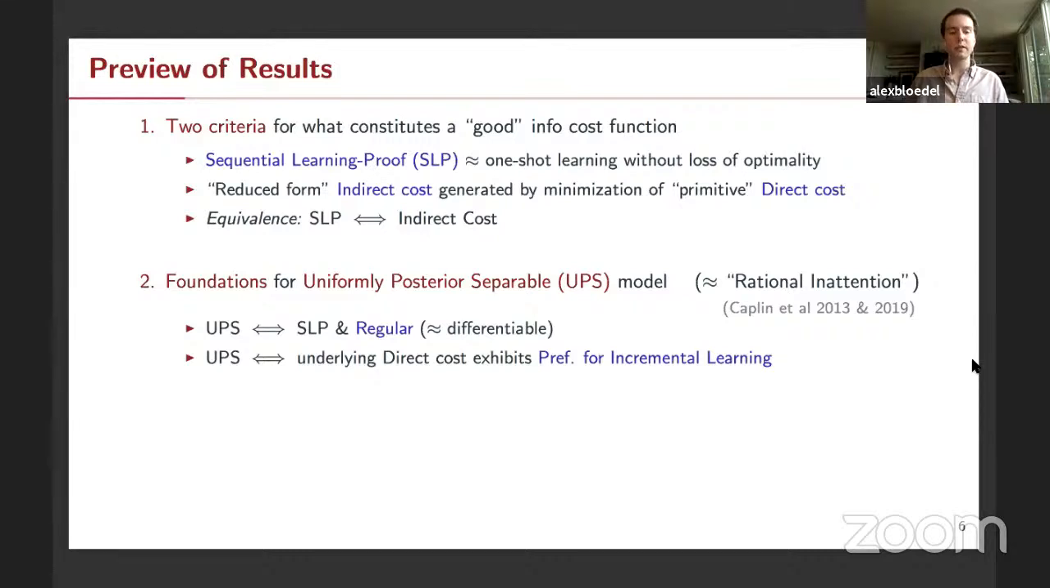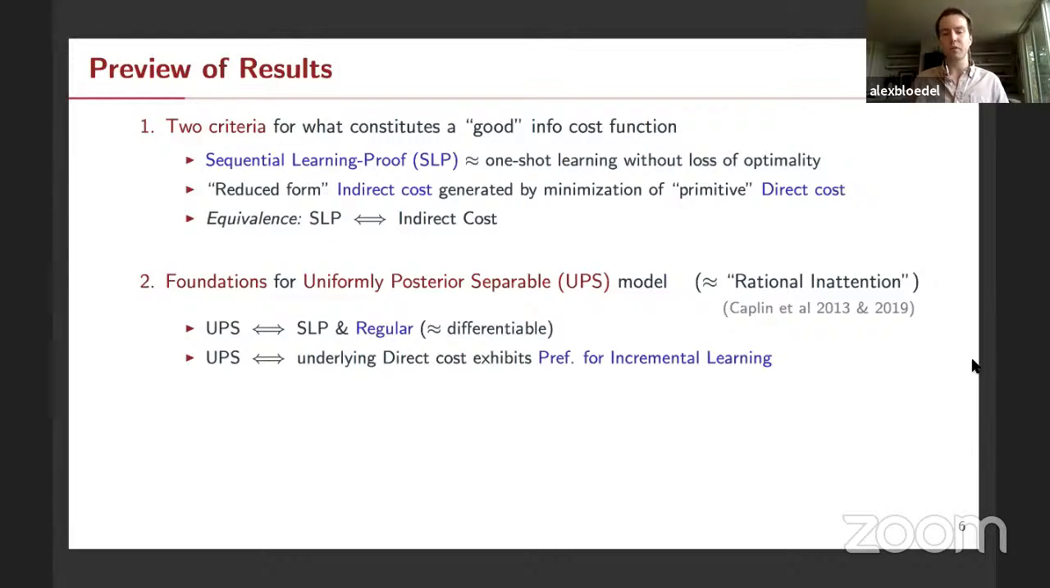The second theorem then says that a cost function is UPS if and only if it's an indirect cost, and moreover, every underlying direct cost that could have generated it satisfies a property that we call preference for incremental learning. Basically, what this means is that the optimal sequential strategy involves observing only Gaussian diffusion signals in the continuous time limit. And this is economically restrictive because it rules out the strict profitability of ever acquiring information in large chunks.